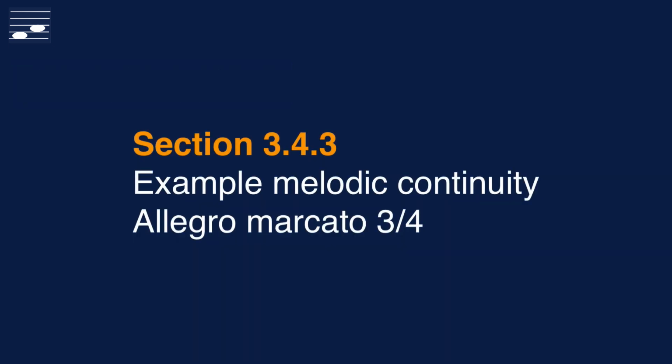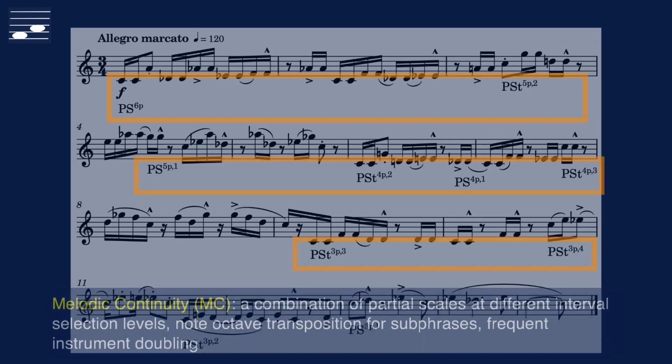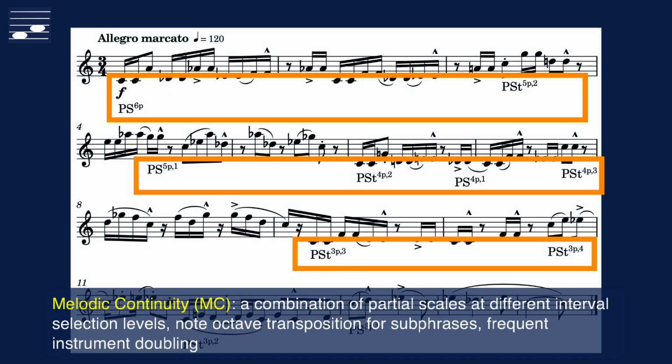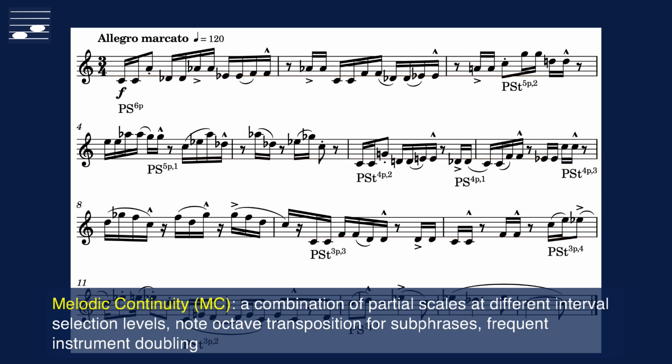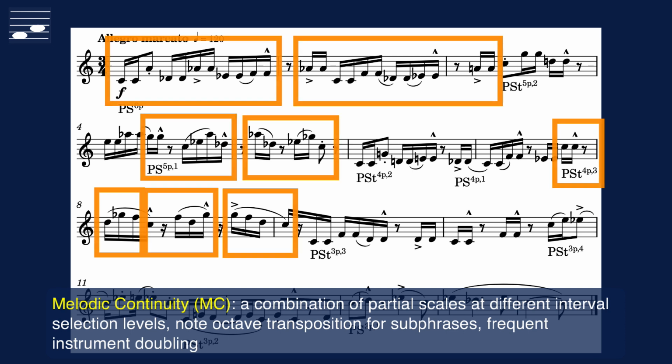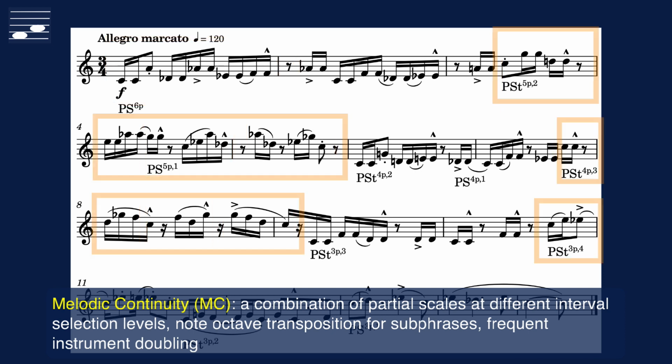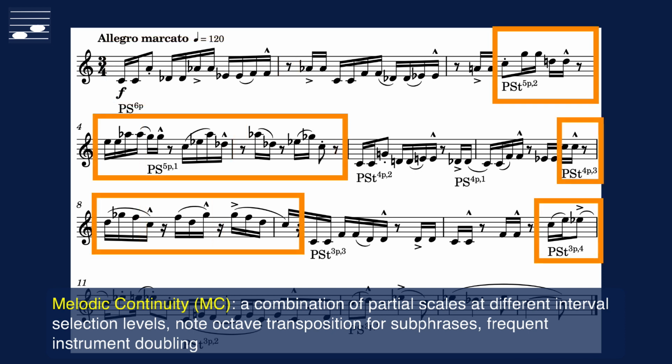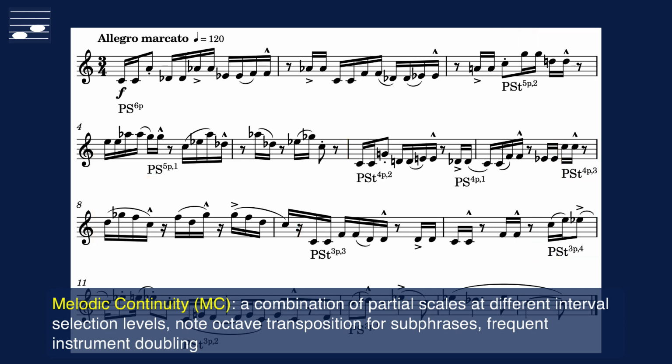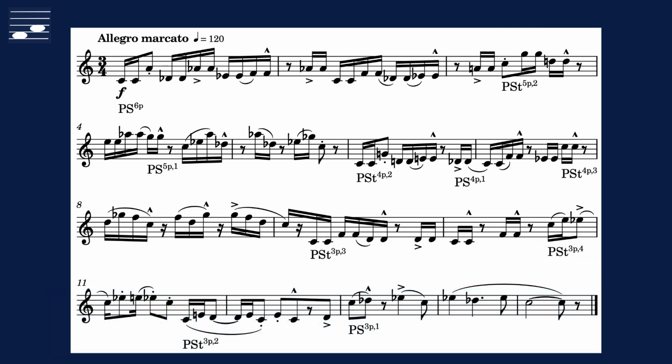Here's one more example, an Allegro marcato setting in 3/4 meter. In this continuity, once again I moved from the 5 interval to the 2 interval partial scales, but of course you are free to use any ordered combination. Some scales use multiple melodic forms. And note that I used octave transposition for some of the scales for increased musical interest. In the instrumentation, I used frequent doubling.